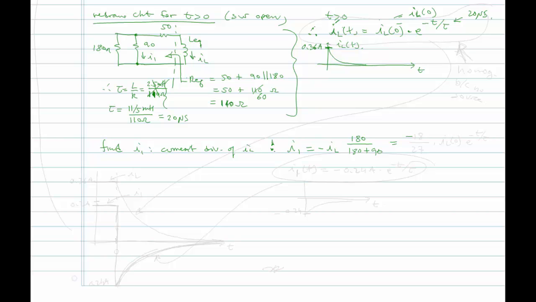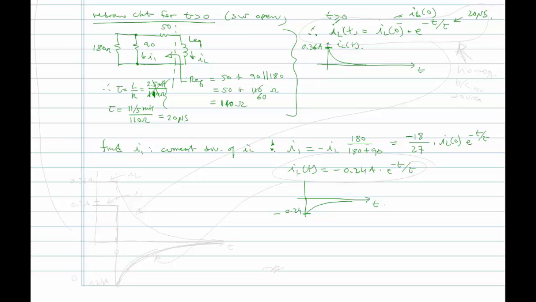So minus 18 over 27 times IL, which IL is equal to IL times 0, e to the minus t over tau. This all evaluates to, let's see, minus 0.24 amps times e to the minus t over tau. So this ends up looking like this here, where it starts at minus 0.24.